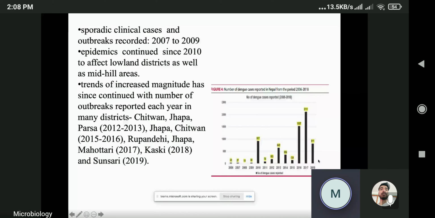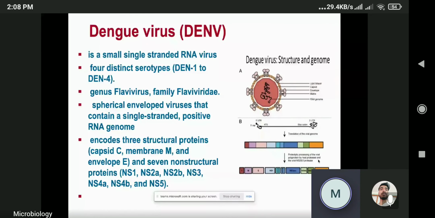It is a small single-stranded RNA virus which has four serotypes, as I have already discussed, and it comes under the flavivirus. It is a spherical enveloped virus that contains a single-stranded positive-sense RNA genome, and that encodes three structural proteins: the capsid protein, the membrane protein, and the envelope protein. These three are the structural proteins, which are very important in pathogenicity as well as antigenicity.